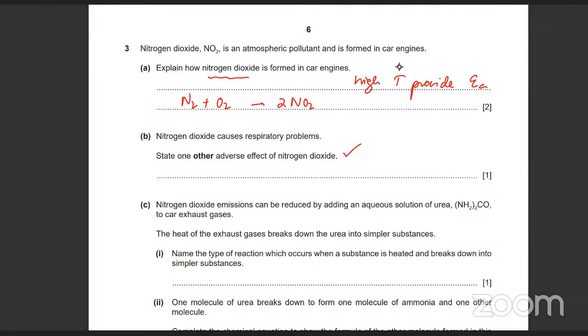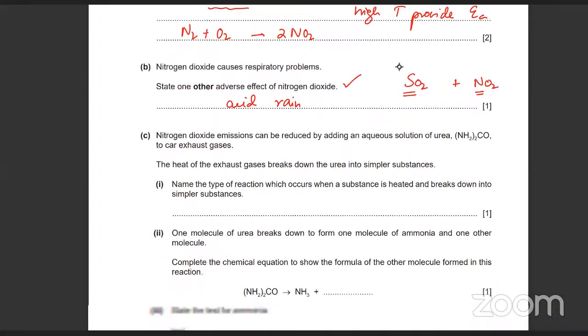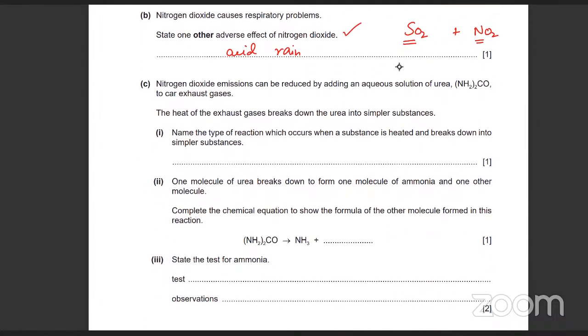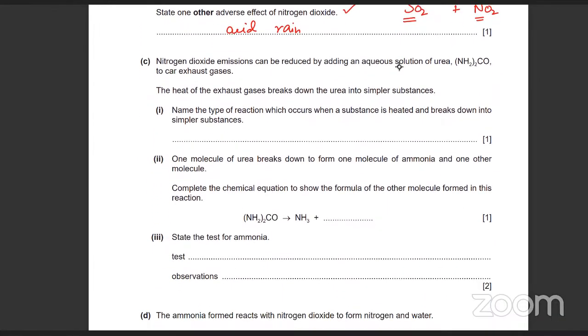What is the adverse effect of NO2? Acid rain. There are two gases, SO2, sulfur, which is in volcanoes and fossil fuels and it burns, and NO2 from the car engines. So they both produce acid rain.